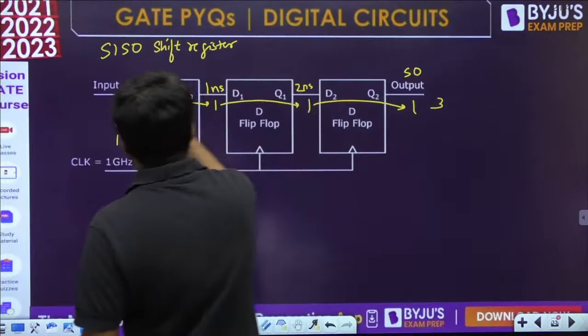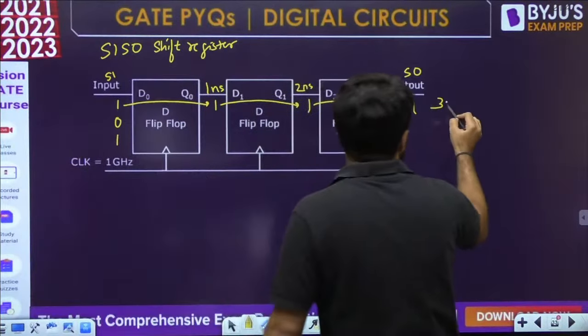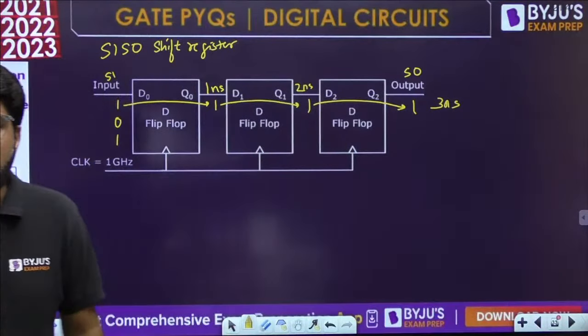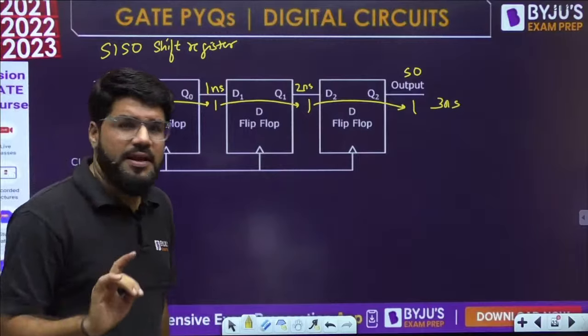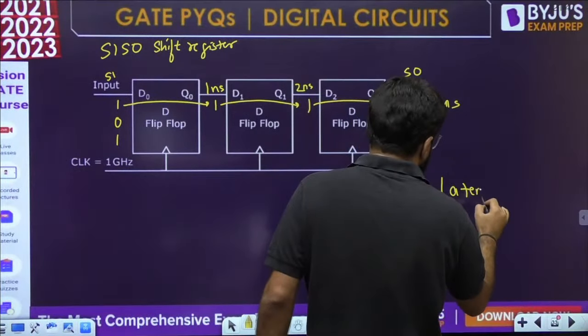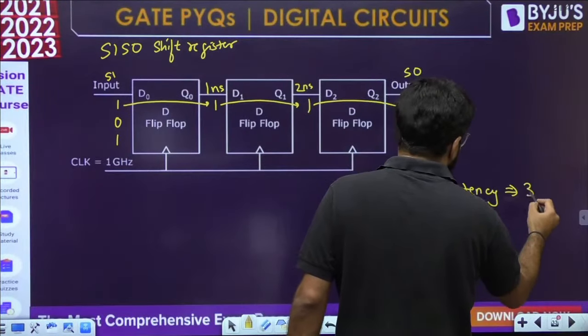This is a serial output pin. This is a serial input pin. So at 3 nanoseconds. So, what is the latency? For any particular bit to pass, 3 nanoseconds. So latency to clear ho gaya hai. The latency is 3 nanoseconds.